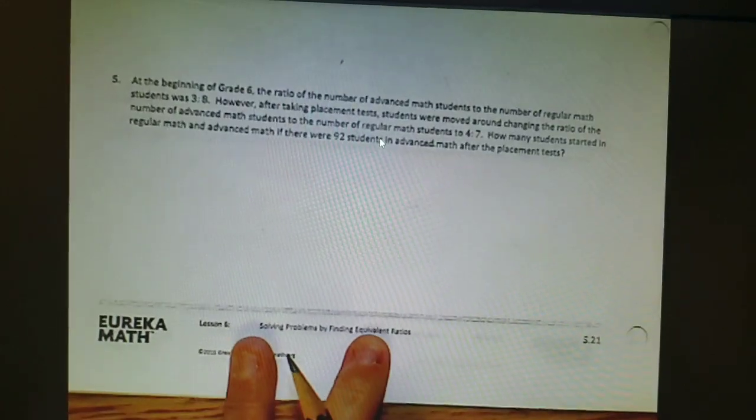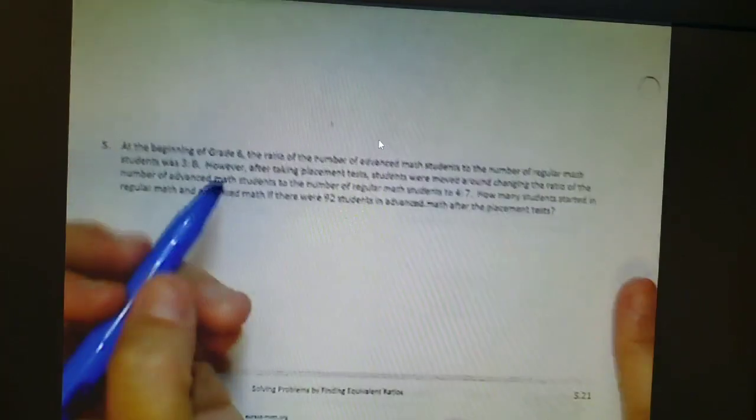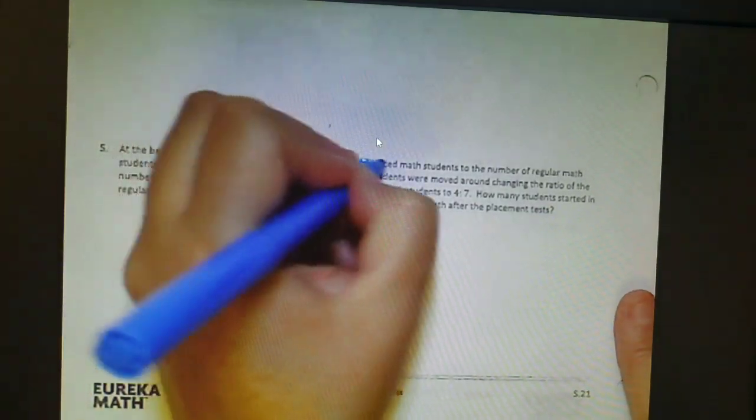All right, we are in lesson 6. For this problem, we are going to look at number 5 on our notes, and then we're also going to review that exit ticket one more time. We didn't get to number 5 in the notes, so that's why we're going to look at it right now. At the beginning of grade 6, the ratio of the number of advanced math students to the number of regular math students was 3 to 8. So we have advanced math to regular math, and it was a 3 to 8. This was at the beginning of the year.